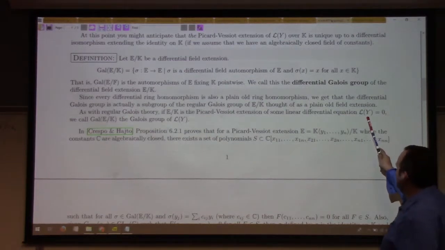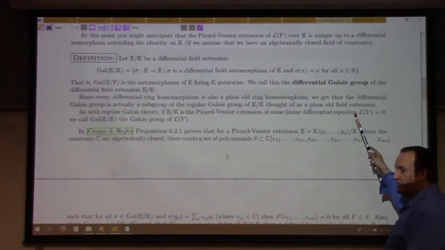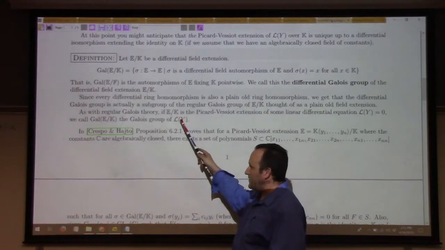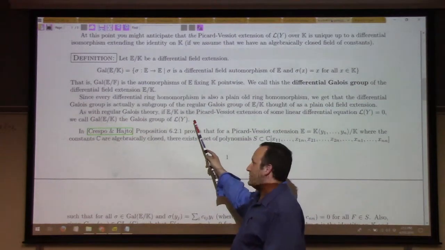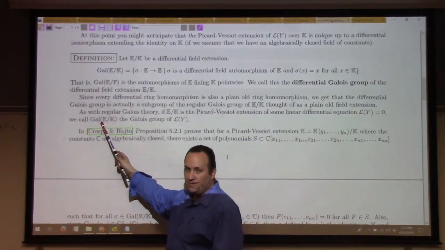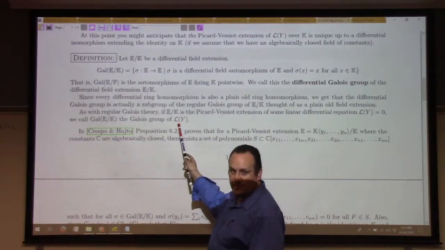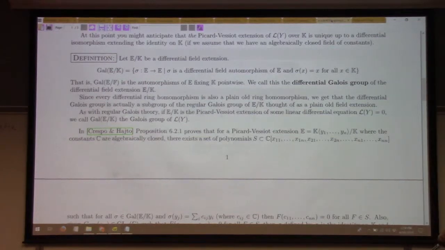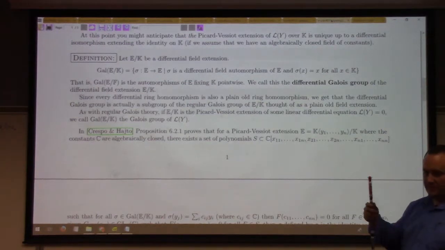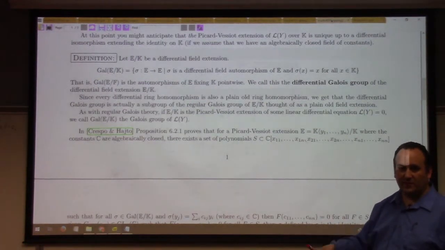So remember that L of y is analogous to f of x equal to 0, right? So if we had a splitting field for f of x, we call the splitting field the Galois extension of f of x. So we're saying that this is the Galois group of this differential operator in the same sense. The differential field extension is the extension in which the differential operator factors in the sense of finding solutions.